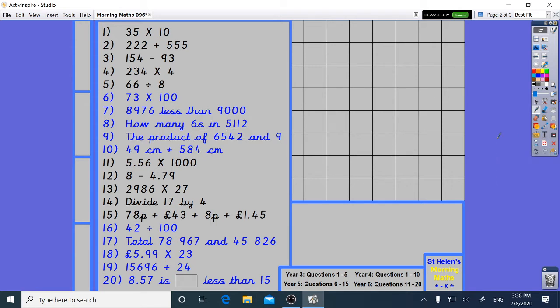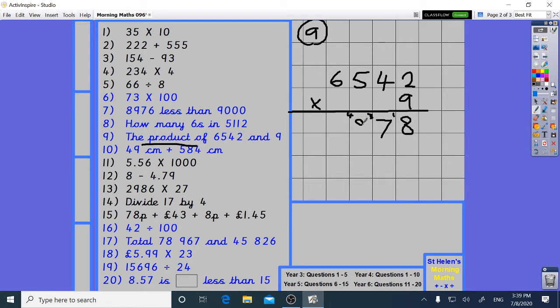Question 9. Product. Product means times. 6,542 times 9. So standard method. 9 times 2 is 18. 9 times 4 is 36 plus 1, 37. 9 times 5, 45 plus 3, 48. 9 times 6, 54 plus 4, 58.